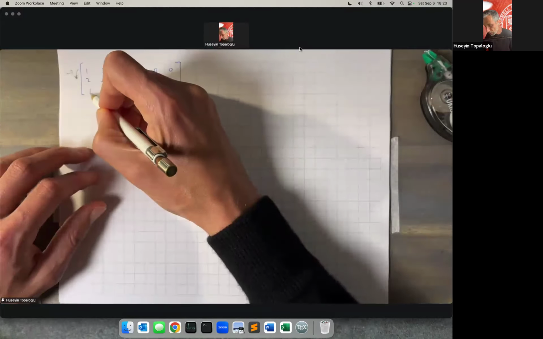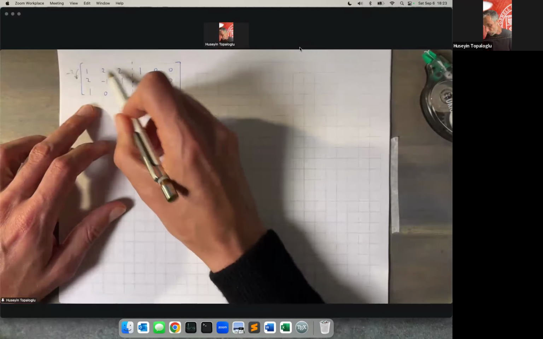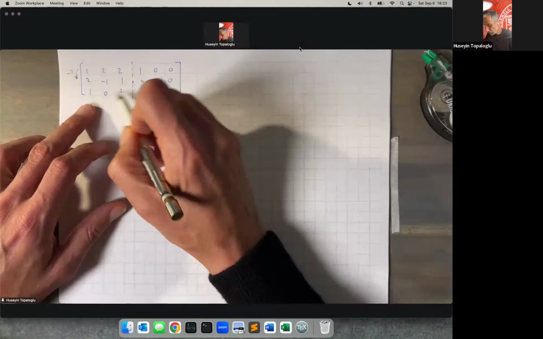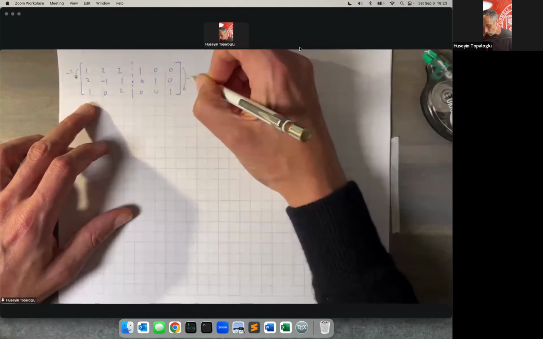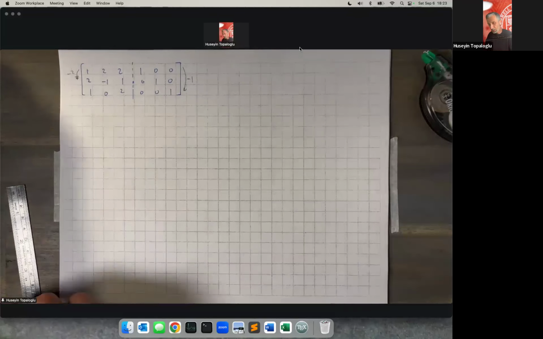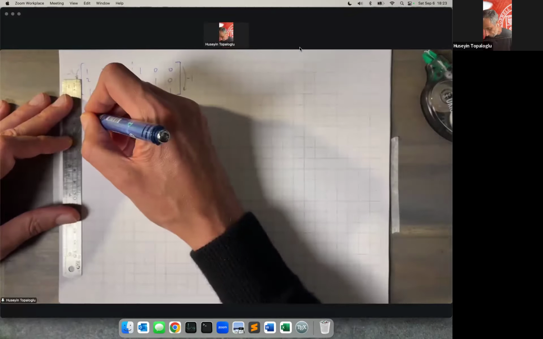And likewise, I want a 0 appearing here. In order to do that, we're going to take the first row, multiply it by negative 1, and add it to the third row. In that case, this number is going to turn into a 0. Take the first row, multiply by negative 1, add it to the third row. So let's do those two row operations and see what we get.